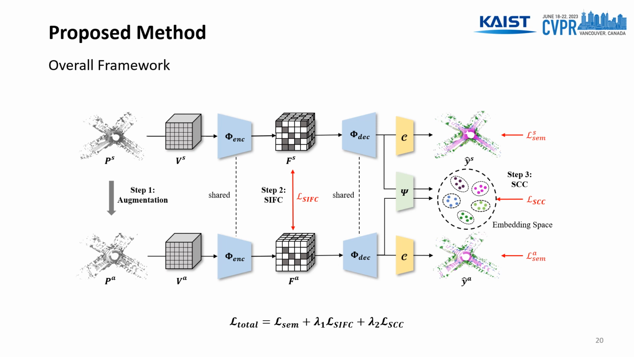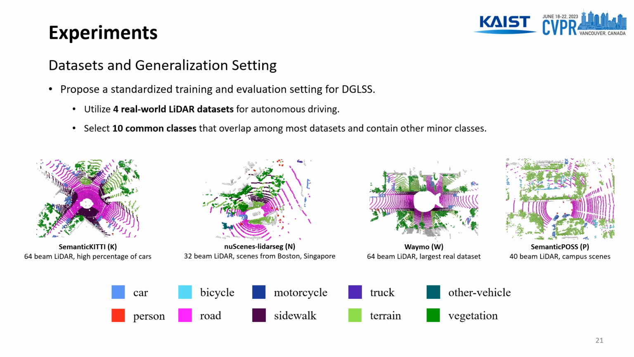Now we can build the final framework as shown in this figure. We first augment the new domain with different sparsity and apply SIFC to obtain sparsity invariant encoded voxel features. Then finally, SCC is used to enforce class correlation consistency throughout all scenes. For the experiments, we propose a standardized training and evaluation setting, as such a setting for domain generalization has been absent. We employ 4 real-world LiDAR datasets and carefully select 10 common classes that overlap among most datasets. Then we map the labels of each dataset to the common labels.